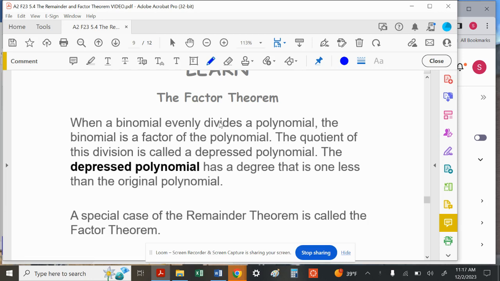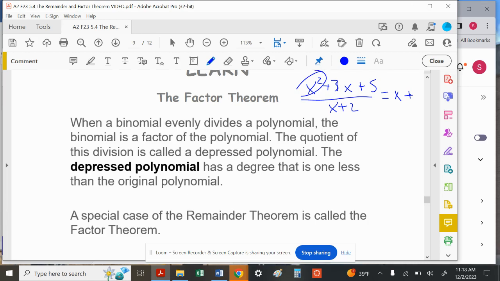So the quotient of this division is called a depressed polynomial. What that means is when I do the division, we get a polynomial that's 1 degree lower than the original polynomial. So if I were to do x squared plus 3x plus 5 and divide that by x plus 2, I know it doesn't go into it. But let's say that it did, then my answer would be some x plus something, because this would be 1 power lower than the original, right? That's what this is telling me.